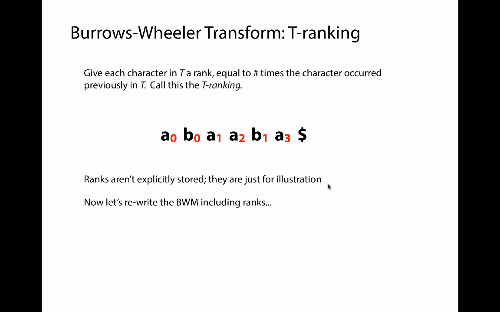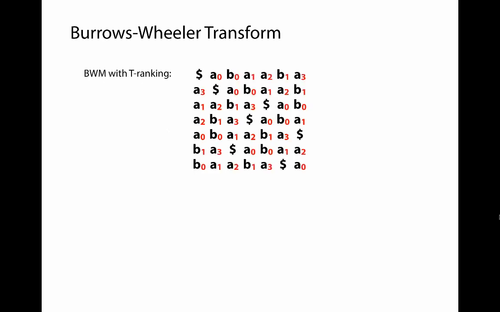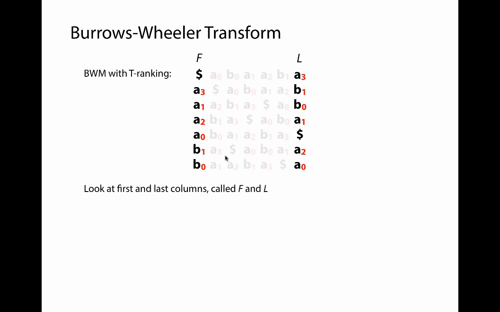Okay, so now let's look again at the Burrows-Wheeler matrix, except now we have all the characters annotated with their T ranking, right? So all the A's and B's here are annotated with a rank. Okay. Now let's ignore the middle. We'll ignore all these columns here. And what we're left with is the first column and the last column of the Burrows-Wheeler matrix. We'll call these F and L. So F refers to the first column, L refers to the last column.